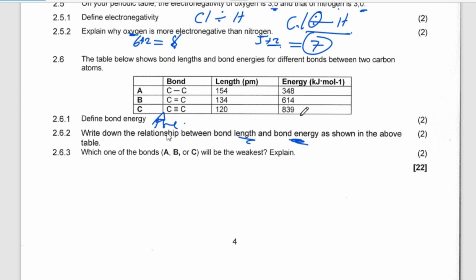Then they're saying, write down the relationship between bond length and bond energy. When I was teaching this, I gave students examples of chalk. I said you have a long chalk and a short chalk. Then I asked 2 students to break them. They were able to break the long one, but we were not able to break the short one. This means that the longer the bond, the weaker it is, and the shorter the bond, the stronger it is. So when the bonds are long, the energy is going to be less. And when the bonds are short, the energy is going to be more, meaning it has a higher bond energy. Is it clear?